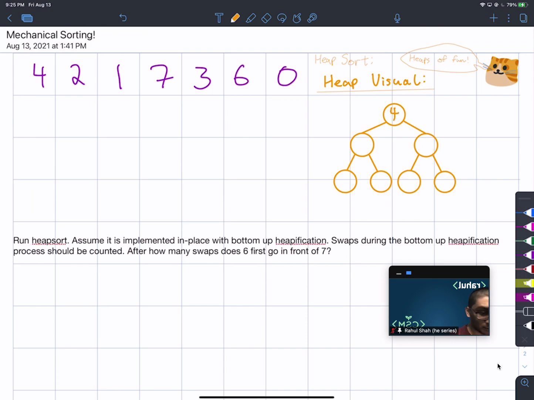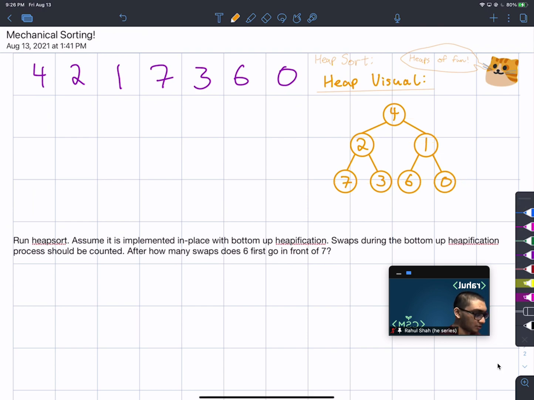And we can see that 4 would be the root node, then we have 2, then we have 1, then we have 7, then we have 3, then we have 6, then we have 0. Exactly as how you read it here is how you put it in the trees, in the heap specifically. You go level by level, left to right.